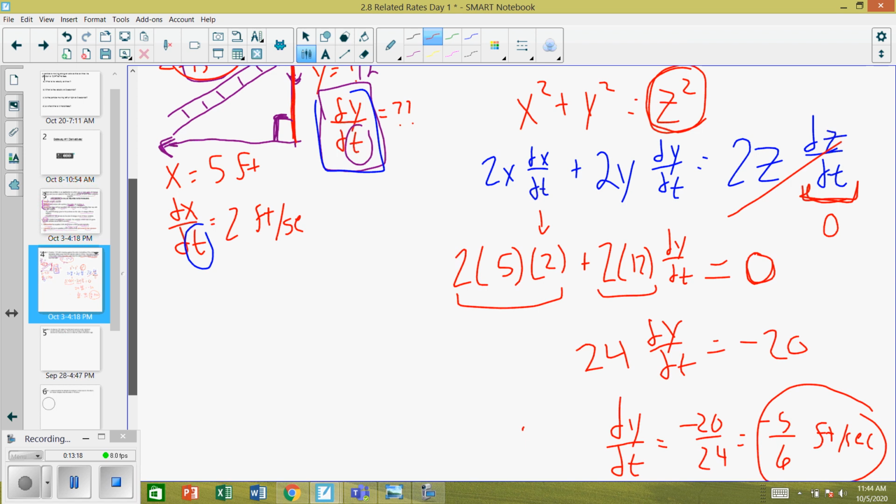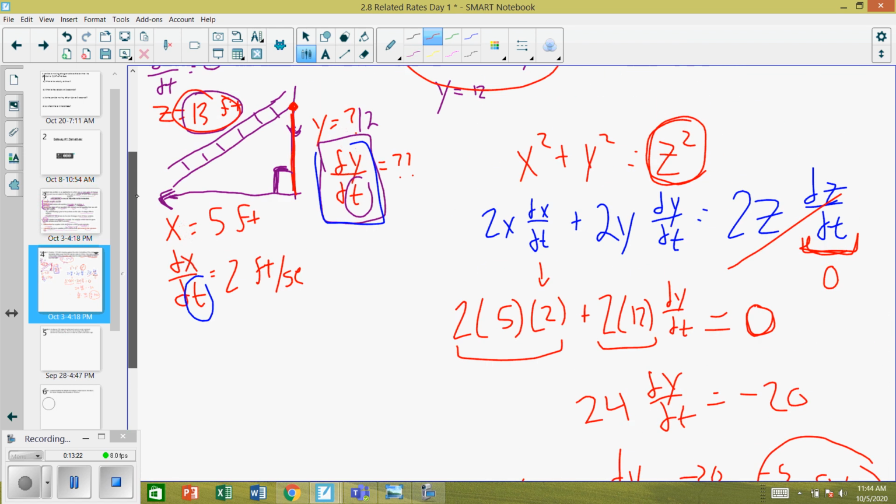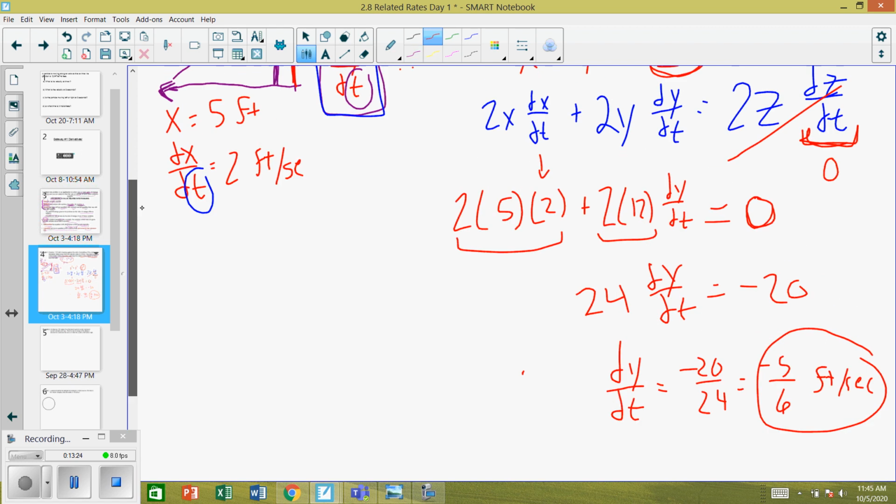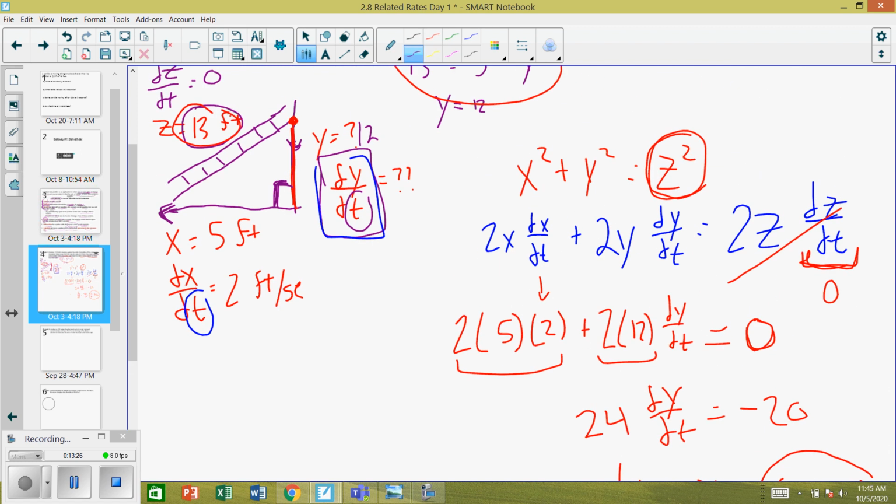Now, I know it seems like a lot of stuff, but it's going to become very procedural. All I do every single time is I draw a picture, I create an equation, and I solve. Really, those are the 3 basic things: picture, equation, solve.